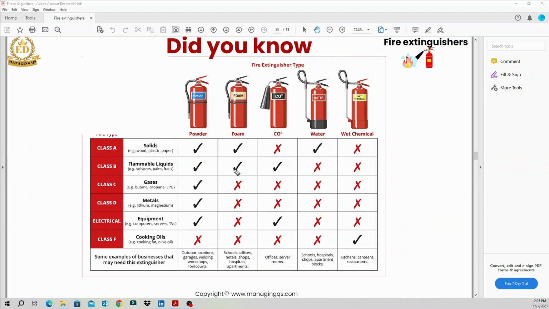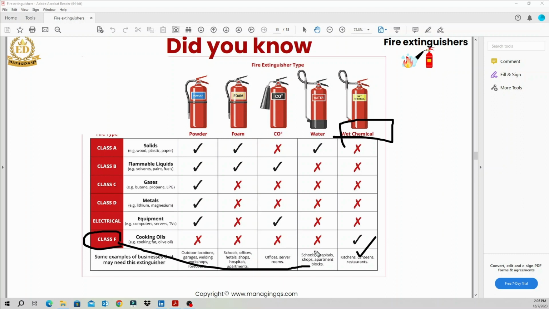We are quantity surveyors, MEP quantity surveyors. We have no need to go very deeply into this information, but we should know it. Sometimes it will help you with interview cracking. That's why we learn it, but there is no need to go much deeper. We just understand something. For example, when a class F fire occurs, you should use only wet chemical fire extinguishers.